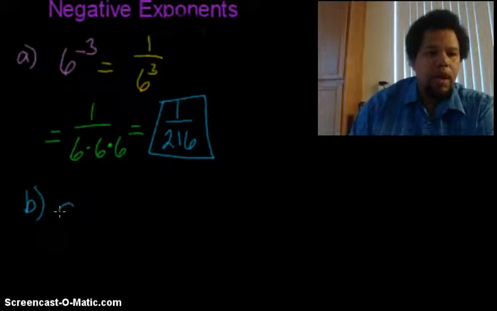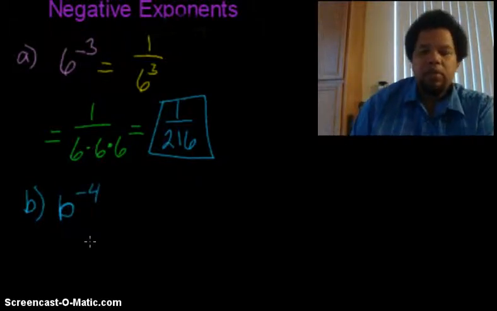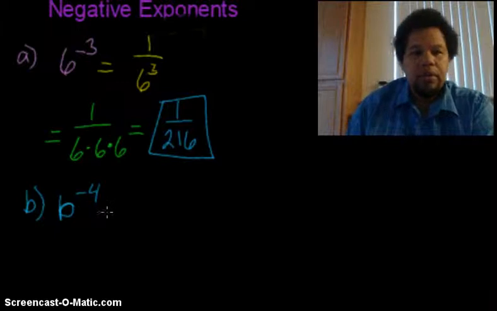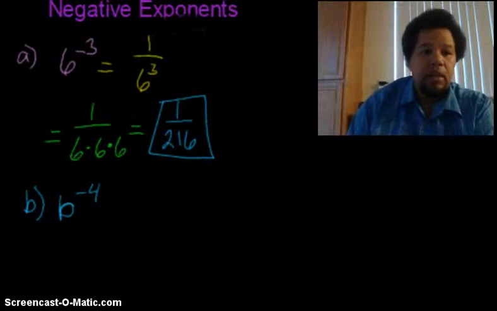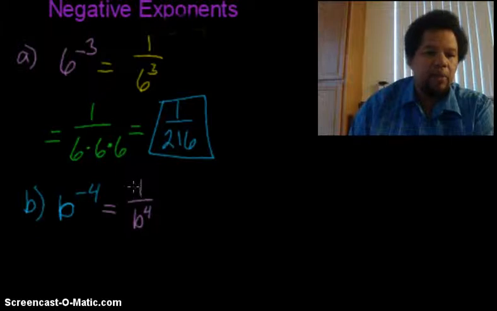Okay, so say we have another example. Say we have b to the negative 4 power. It's real simple with variables. All we have to do is use the rule. The rule says any number raised to the negative exponent is 1 over that number raised to the positive of that exponent. And then we can't evaluate that since it's a variable. So that is the end right there.